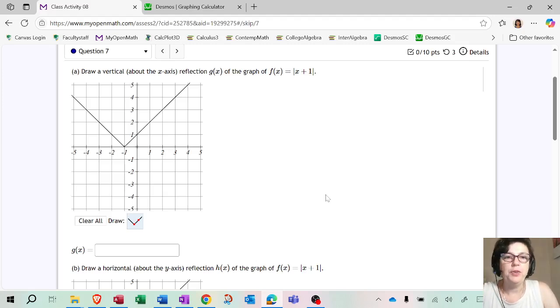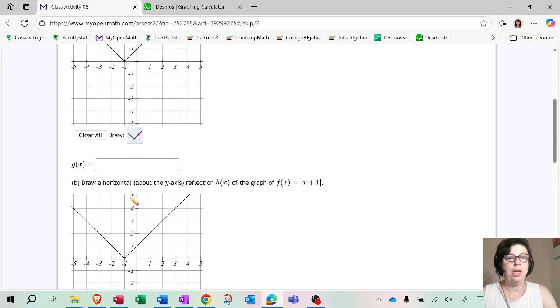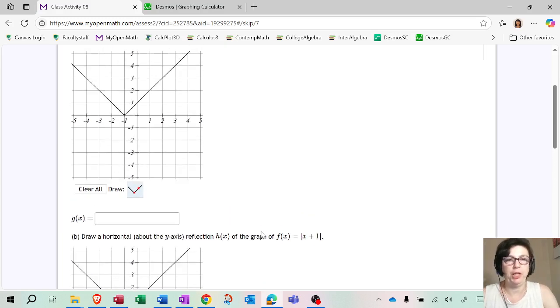Okay, guys, in this video, we are going to look at one more transformation of graphs or functions, and this one is going to be a reflection. So we've got two of them, one about the x-axis, which is also called the vertical reflection, and the other one is about the y-axis, and that's called the horizontal reflection.